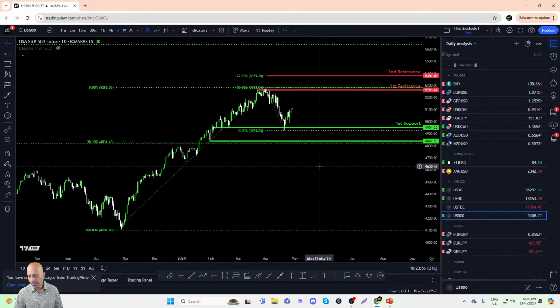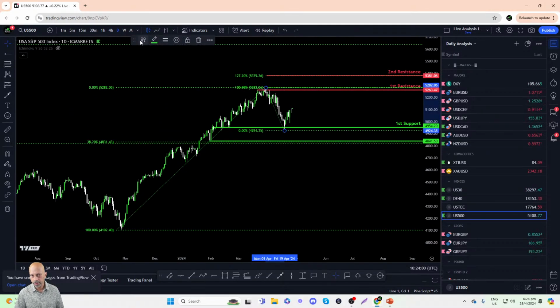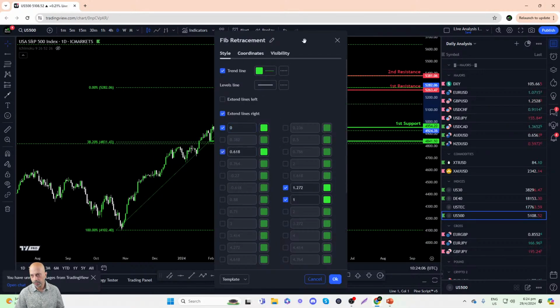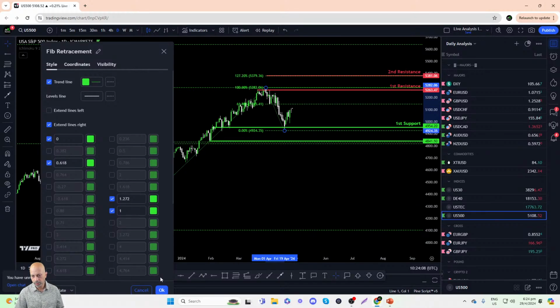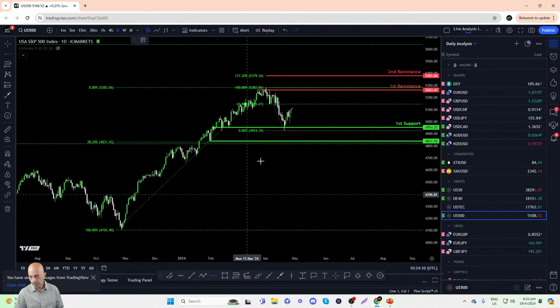Right, there may be an intermediate resistance as well. If I were to look here, let me see, there's a 61.8% Fibonacci retracement that we could use. Yep, there's a 61% here. Why am I going to use that?